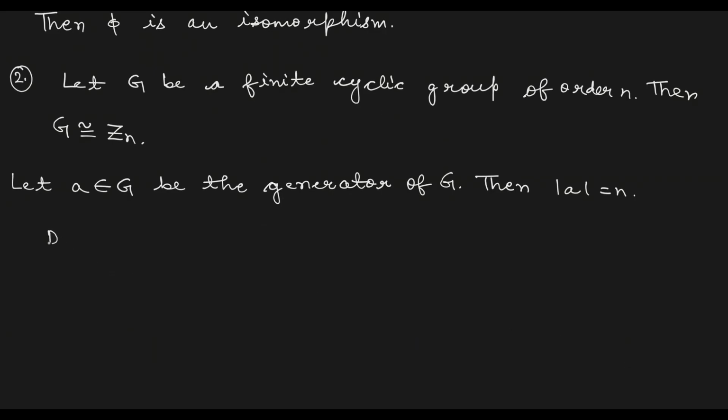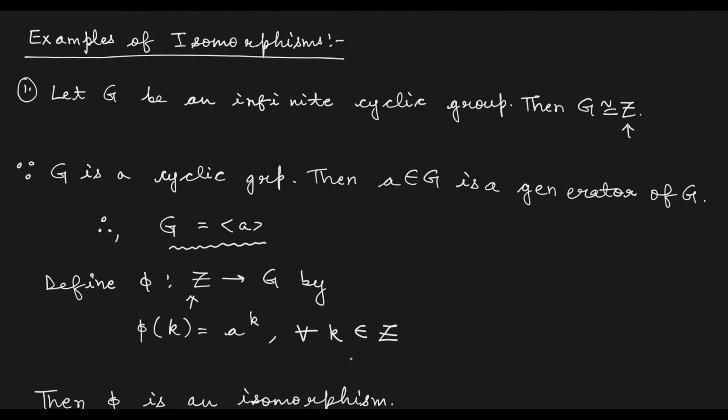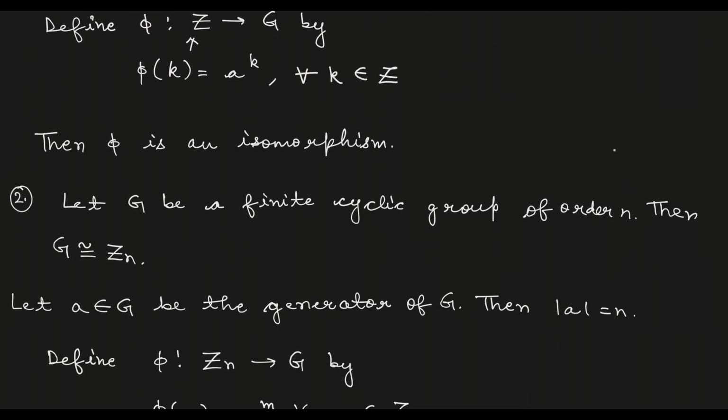Define phi mapping from Zn to G by phi(m) = a to the power m for all m belongs to Zn. Then phi is an isomorphism. This means that if you have an infinite cyclic group, then it will be isomorphic to the set of integers Z, and if you have a finite cyclic group of order n, then it will be isomorphic to Zn.